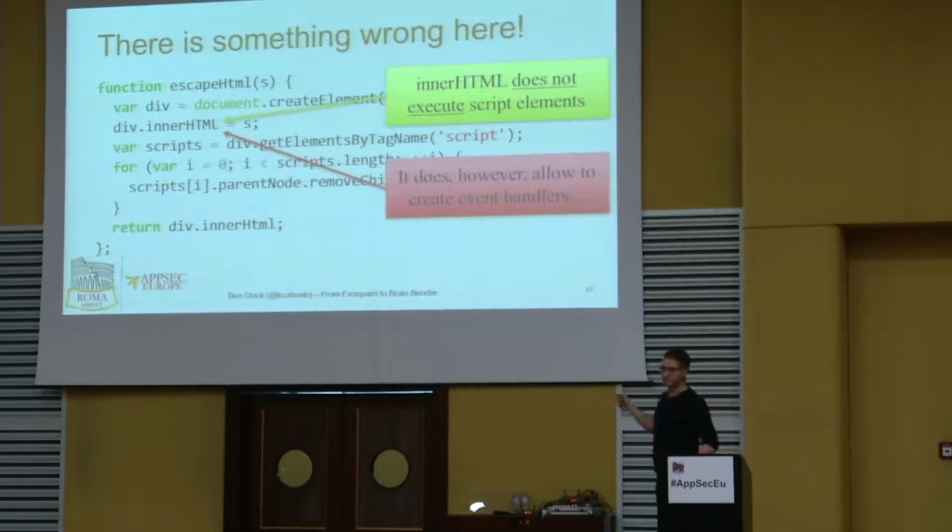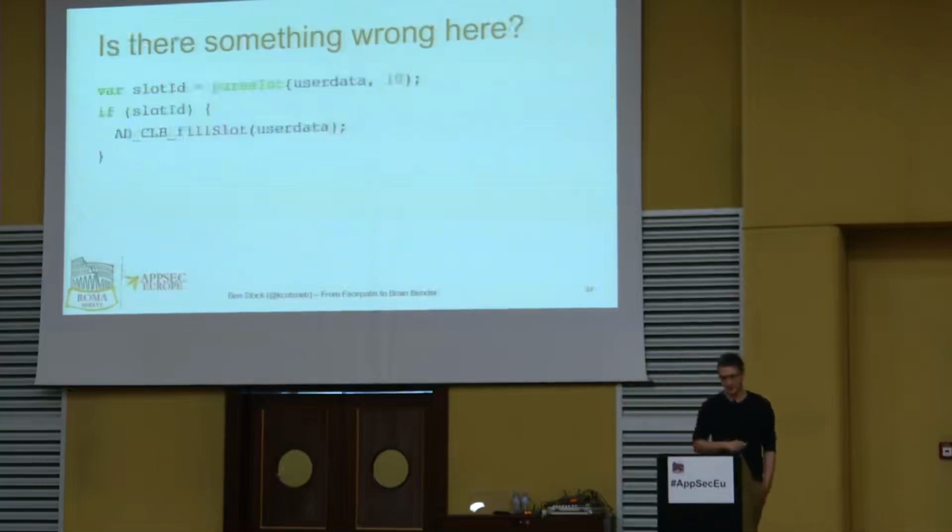And even if this were somehow secure, he only removed script elements, so you could still do the image source trick. Is there something wrong here? So we have a variable slotID. We're using parseInt to ensure that this is actually an integer. Then if the slotID is set, we pass on the user data to fillSlot.